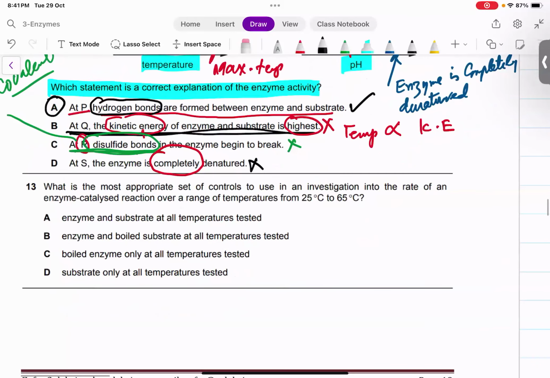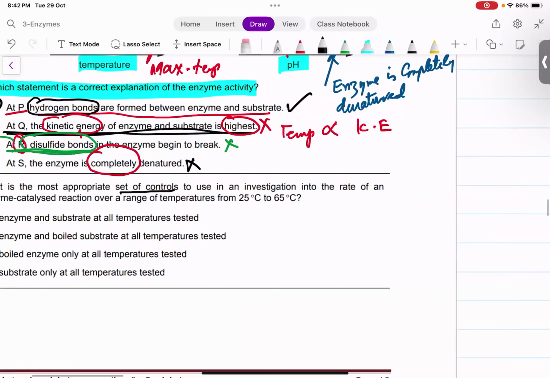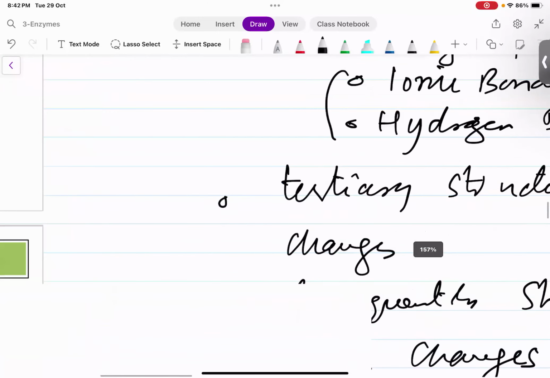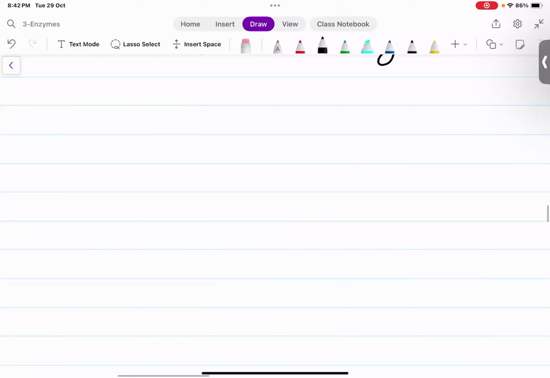What is the most appropriate set of controls to use in an investigation into the rate of an enzyme catalyzed reaction over a range of temperature from 25 degrees Celsius to 65 degrees Celsius? Now you need to understand experimental design and the concept of a control experiment, which is used to compare your results with.